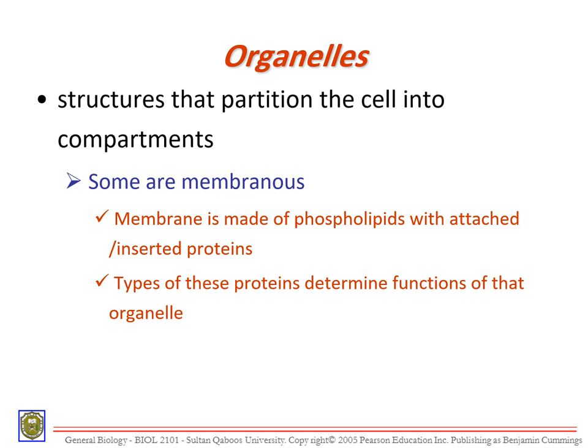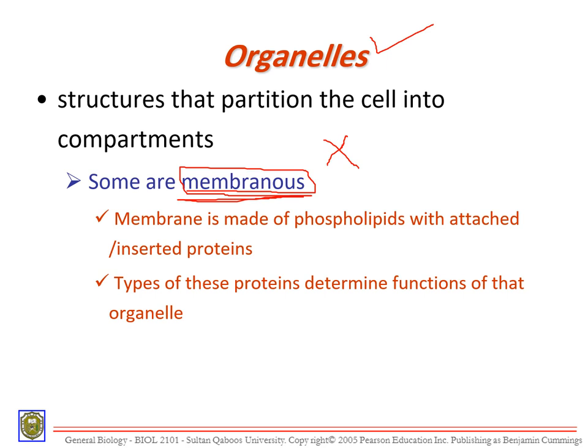They are structures that partition the cell into compartments. Some are membranous, so some of these organelles have membranes surrounding them. Some of them are non-membranous. An example of non-membranous organelles is ribosomes. Ribosomes are organelles, yes, but they are not membranous. The ribosomes do not have a membrane surrounding them, and that is why they are found in prokaryotes and eukaryotes. However, the nucleus is a membranous organelle, so it's an organelle that is surrounded by a membrane. And that's why we find it only in eukaryotes and not in prokaryotes.